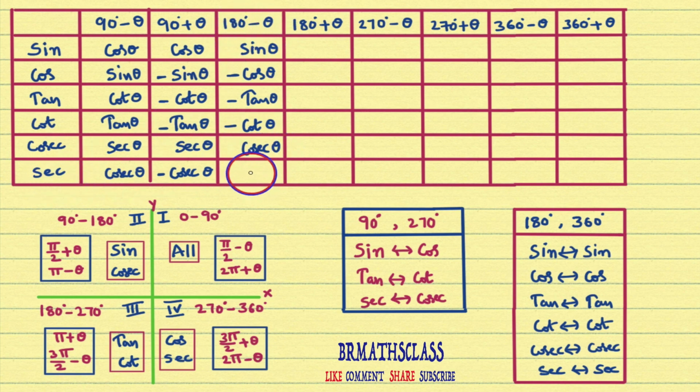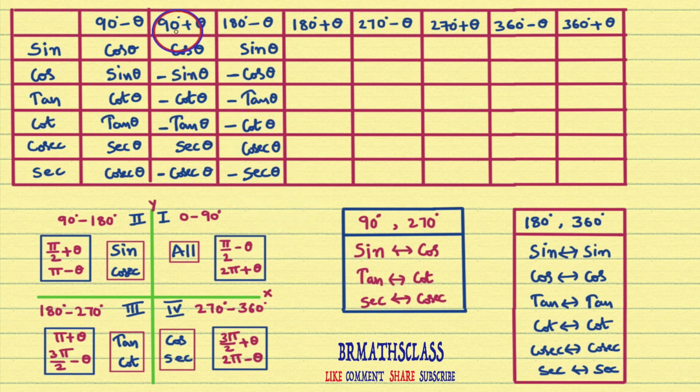Now secant(180 degrees minus theta). As 180 degrees is there, the function remains the same. Secant remains secant only, secant theta. Pi minus theta is in the second quadrant. Secant theta is what? Secant theta is negative in the second quadrant. So secant(pi minus theta) is minus secant theta. I hope you are understanding these things.